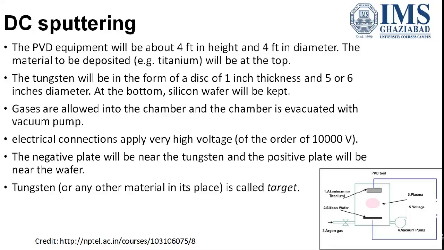Gases are allowed into the chamber and the chamber is evacuated with a vacuum pump. Electrical connections will give a very high voltage. The negative plate will be near the target and the positive plate will be near the wafer. The target material can be aluminum, titanium, or tungsten. It is known as the target material, and the silicon wafer is the place on which the deposition will take place.